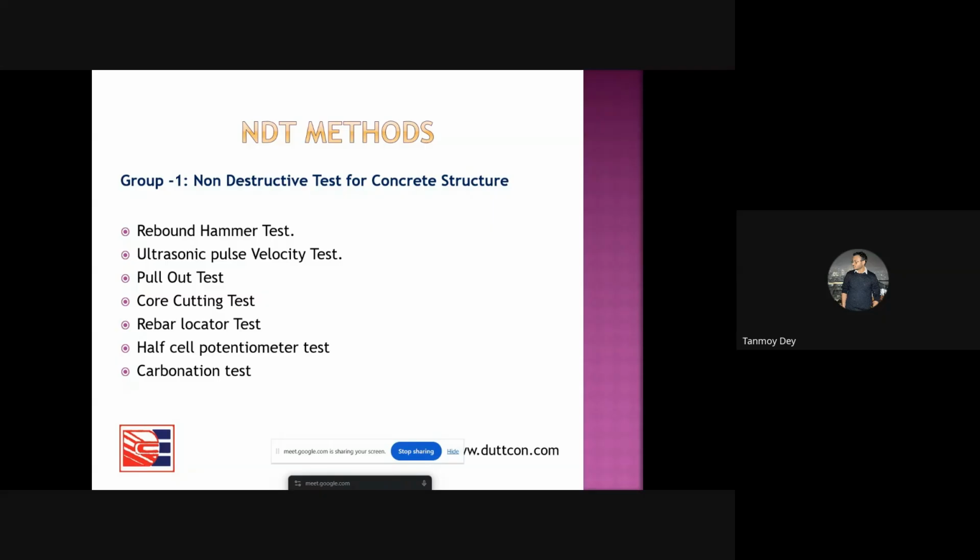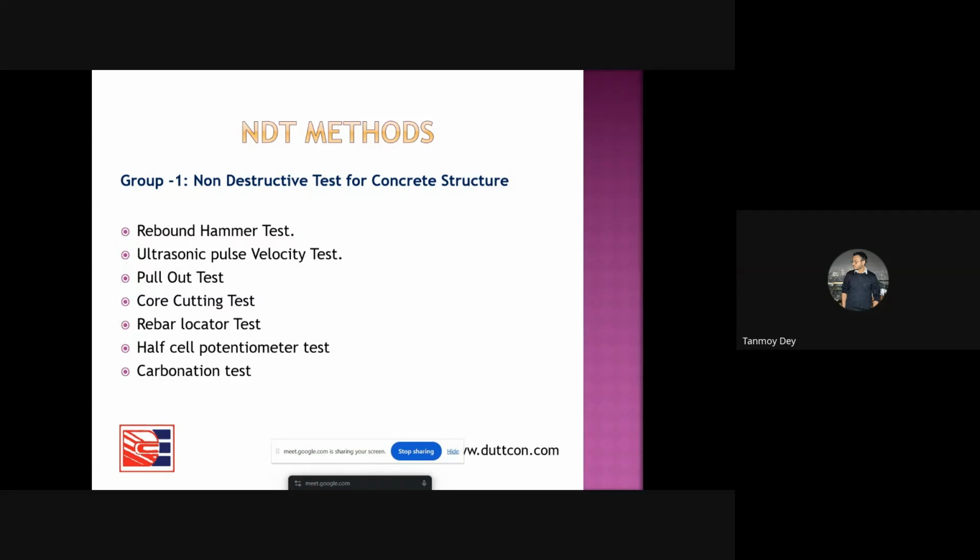As you have been told, there are so many methods. I think you know these: rebound hammer, ultrasonic pulse velocity, pull-out test, core cutting test, rebar locator test, half cell potential, carbonation test. Along with this, we have many chemical tests also. Among these, I think a few of you may not know the pull-out test. During this, you can ask anything, okay?